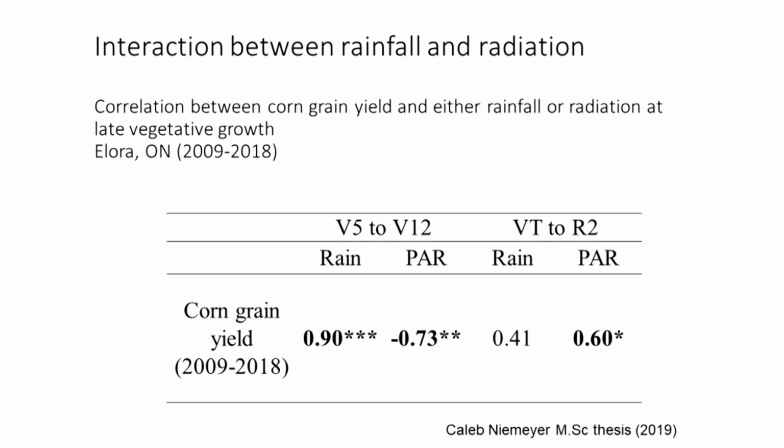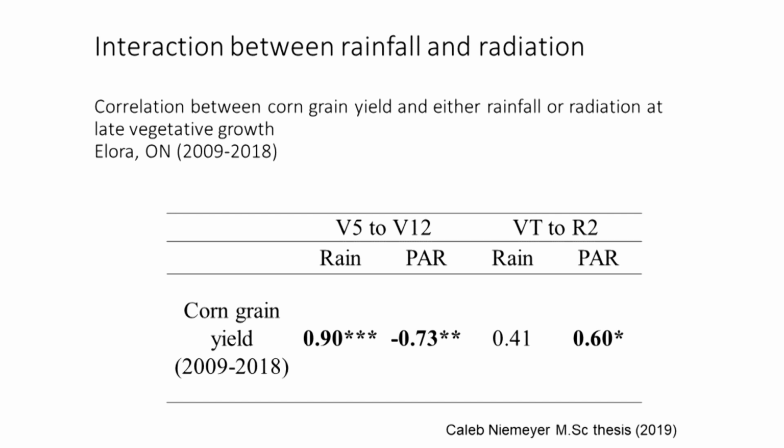This is a table that has data from the Aurora Research Station on corn grain yields over a 10-year period. And we measured both rainfall and total photosynthetically active radiation from a nearby weather station, about a kilometer away from the field. And then we summed up total rainfall and photosynthetically active radiation that occurred during different growth stages. And we attempted to correlate rainfall and radiation during these growth stages to final grain yield. And I'm just showing you two different growth stages, but we did a bunch more.